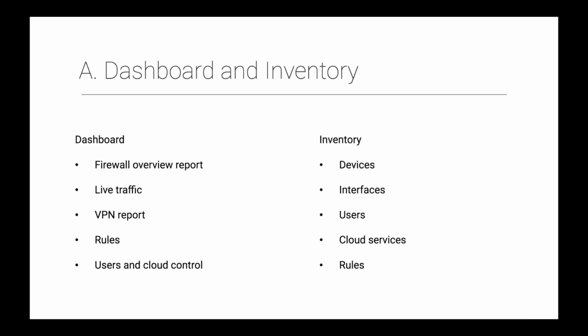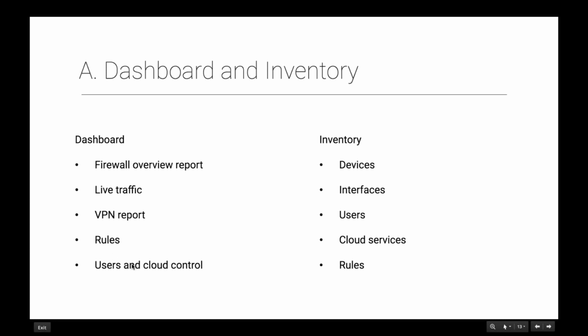So let us look at the dashboard and inventory report. The dashboard is an aggregated report which provides the following: the firewall overview report, which is nothing but a high-level overview of firewall traffic statistics, security statistics, and system performance. Next is live traffic. You get the live traffic data through individual firewalls. And the VPN report, which provides active VPN user list and VPN usage details.